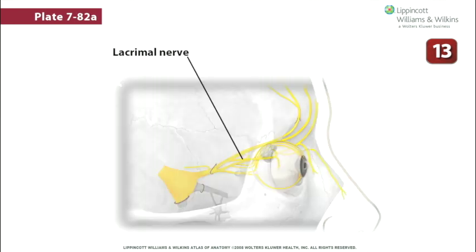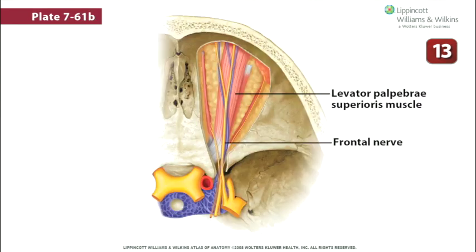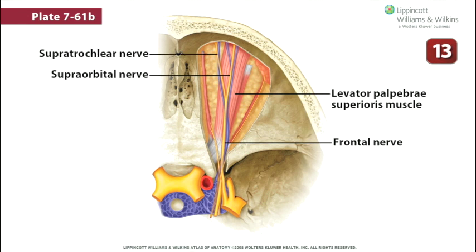The lacrimal nerve carries sensory innervation from the lateral half of the eyeball and skin over the upper eyelid. The frontal nerve, which runs along the superior surface of the levator palpebrae superioris, is made up of the supraorbital nerve centrally and the supratrochlear nerve medially.